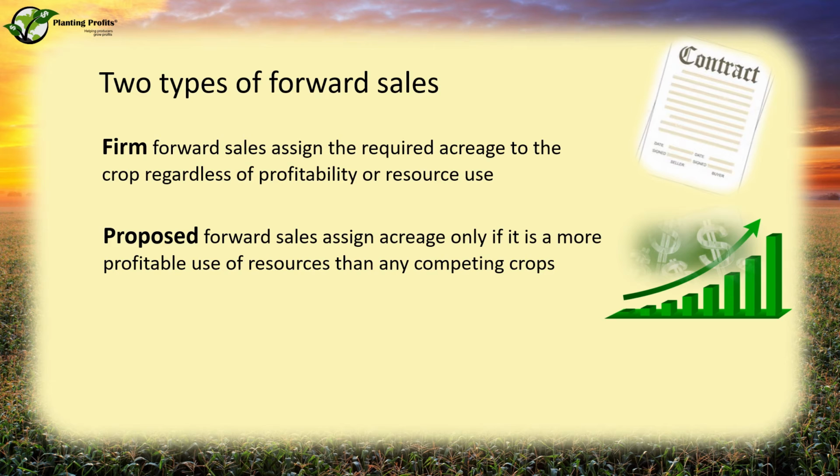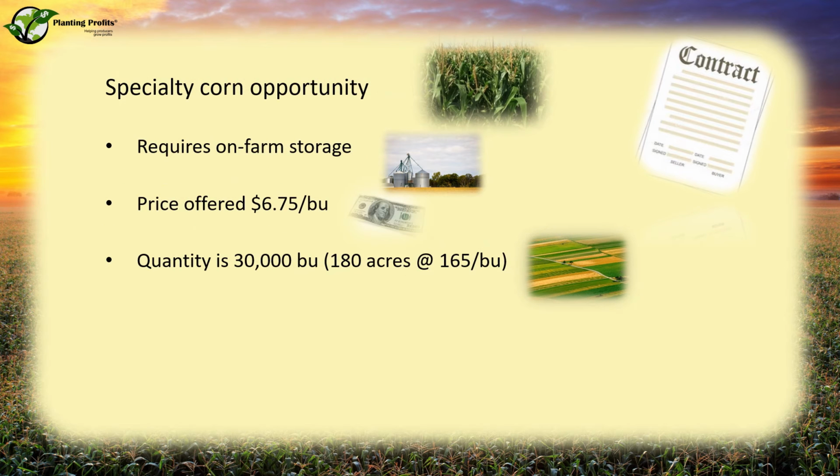We'll assume the forward sale opportunity is for specialty corn. It requires on-farm storage. The price offered is $6.75 per bushel. The quantity is 30,000 bushels. Forecasted yield is 165 bushels. So this will require about 180 acres. We're trying to decide whether to take the contract or use the acreage, working capital, etc.